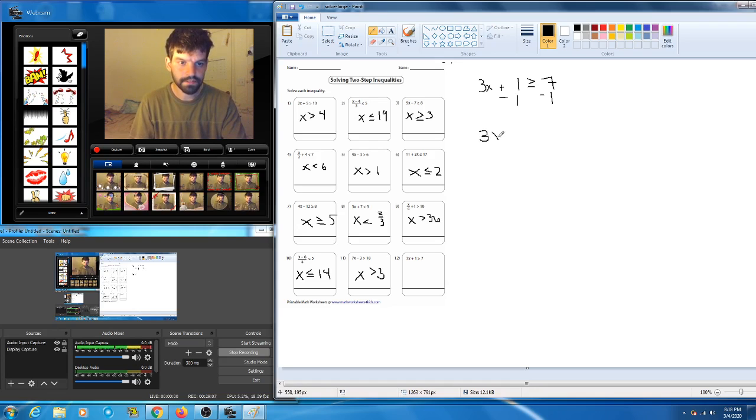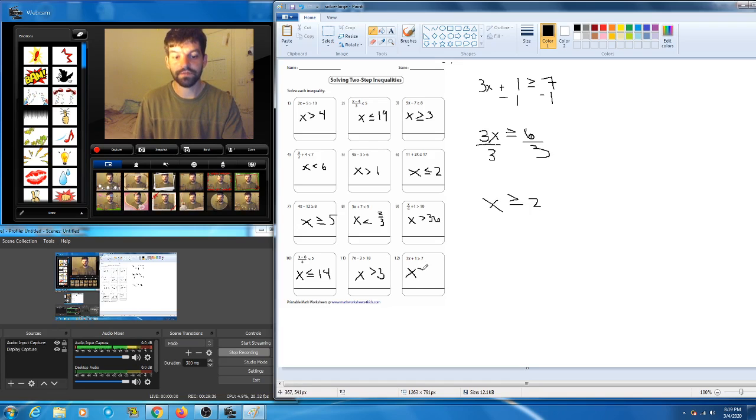We have 3x is greater than or equal to 6. I'm going to divide both sides now by 3 because that's the inverse of multiplying by 3. And then we'll get that x is greater than or equal to 2.